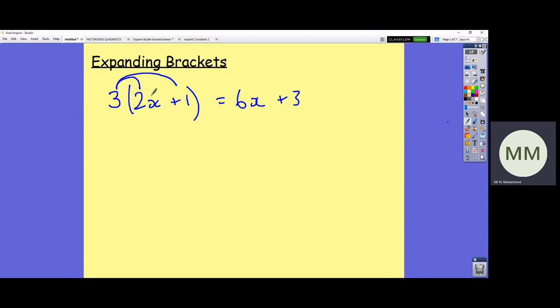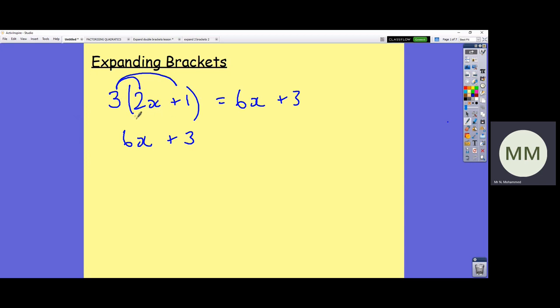The other way could be 3 times 2x, and you could write 6x at the bottom, and then 3 times 1 plus 3 at the bottom. Some people visually prefer it going downwards. Some people prefer going across or sideways. However you want to do it is up to you.